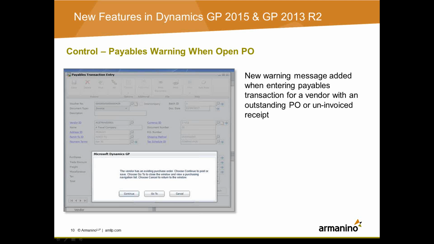And again, this is pretty handy because it is common that people would, say for example, enter an invoice that was actually connected to a PO, but they'd enter it in payables transaction, and then it would cause duplicate problems, and it's just hard to fix. So this is going to streamline that quite a bit.